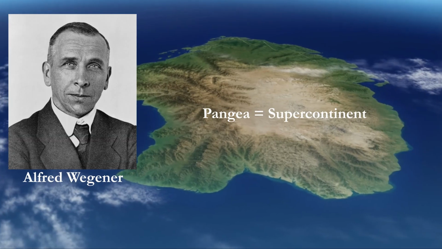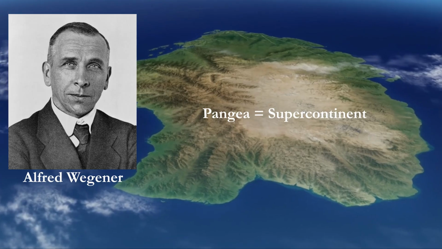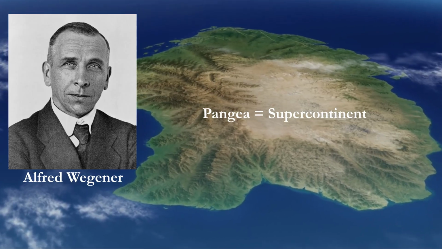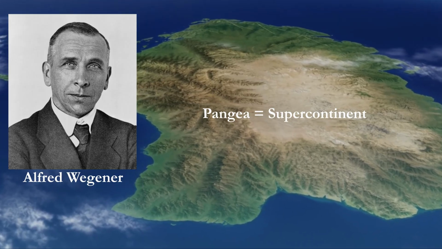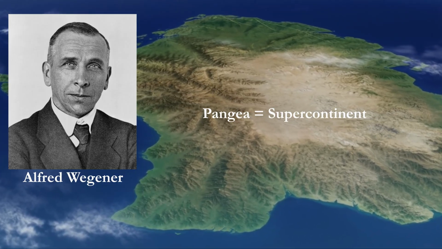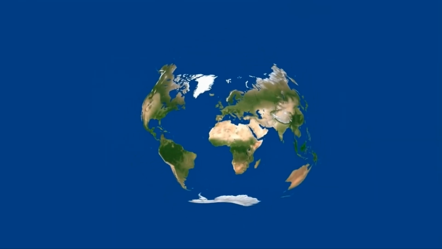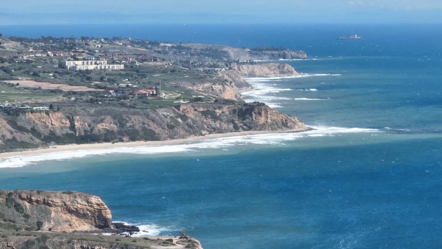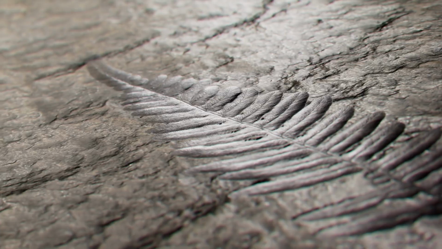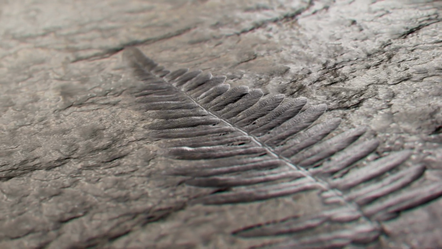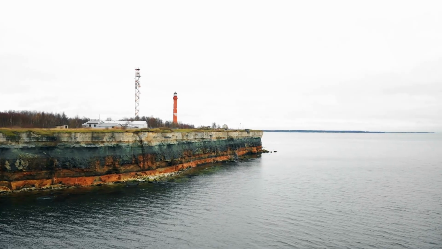In the early 20th century, scientist Alfred Wegener proposed a theory of continental drift. He suggested that continents were once joined together in a single landmass called Pangaea. Over time, this landmass slowly broke apart and drifted to its current positions. Evidence for this idea includes matching coastlines, similar fossils found on distant continents, and rock layers that align across oceans.